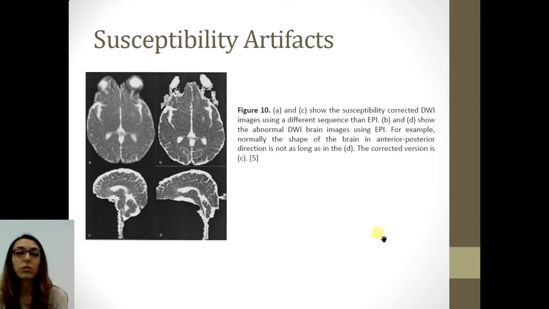Diffusion-weighted imaging is also bad in terms of susceptibility artifacts. For example, here A and C are the susceptibility-corrected diffusion-weighted images, and these images are acquired using a different sequence than the most common sequence, which is EPI. So here you can see the susceptibility artifacts, for example, in the frontal lobe near the eyes, and here you can also see the anterior-posterior view of the brain, which is elongated.